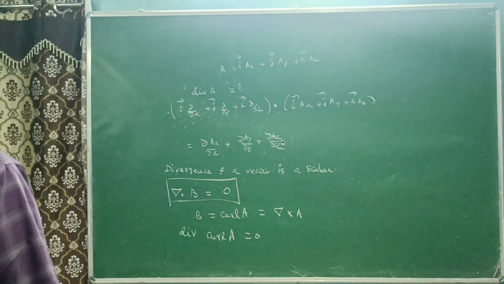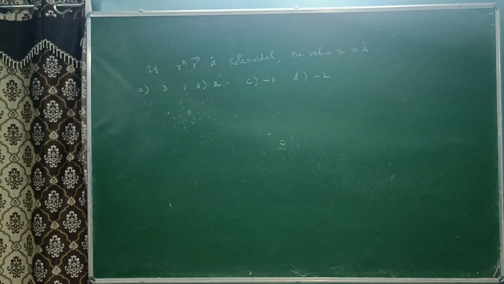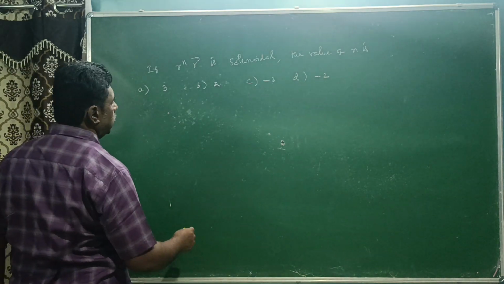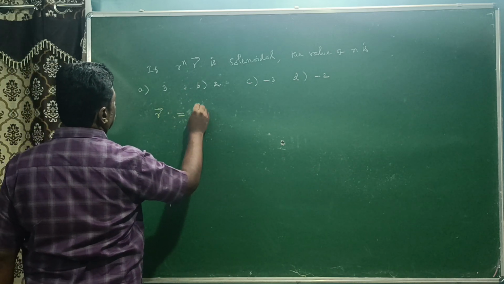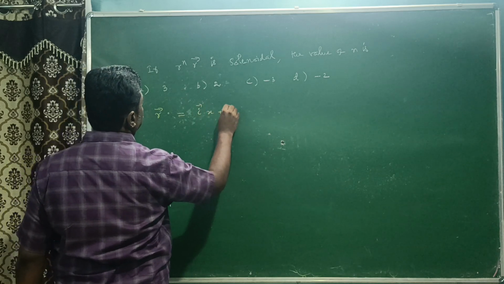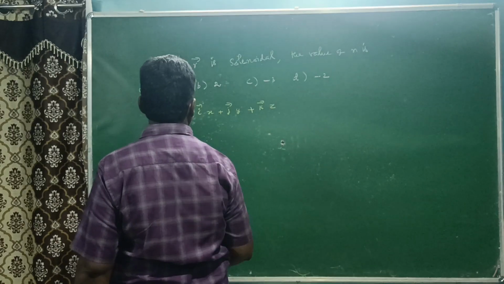Now we will go to a problem. If r to the power n into vector r is solenoidal, the value of n is: option A 3, option B 2, option C minus 3, option D minus 2. Now I have to find out the value. You know that the position vector r equals i x plus j y plus k z.